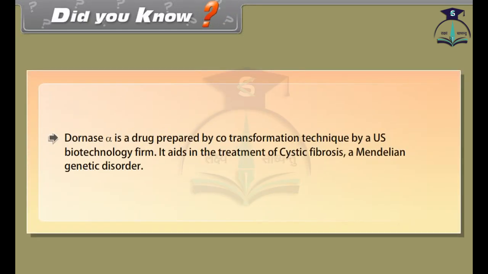Did you know? Donase Alpha is a drug prepared by the co-transformation technique by a US biotechnology firm. It aids in the treatment of cystic fibrosis, a Mendelian genetic disorder.